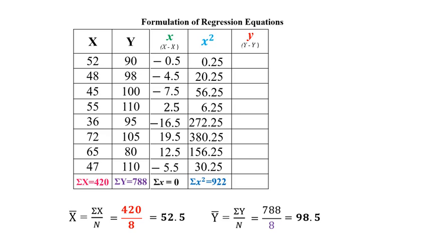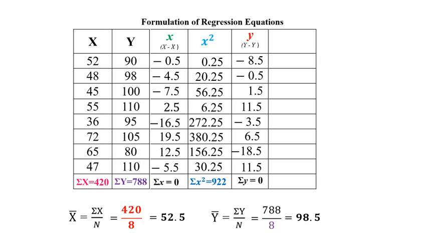Find small y, deducting y bar from each y variable. 90 minus 98.5, minus 8.5. 98 minus 98.5, minus 0.5. 100 minus 98.5, 1.5. 110 minus 98.5, 11.5. 95 minus 98.5, minus 3.5. 105 minus 98.5, 6.5. 80 minus 98.5, minus 18.5. 110 minus 98.5, so it will be 11.5. So the total of these values will be 0 only.